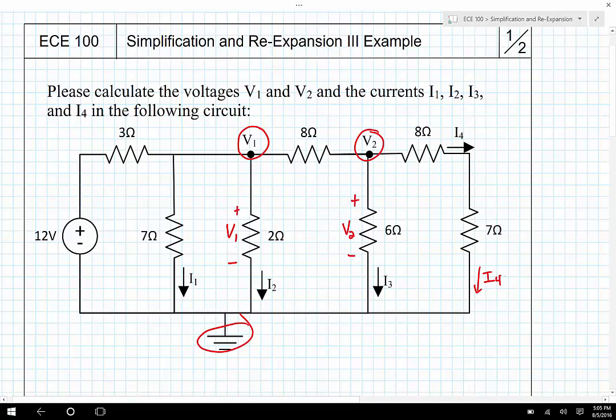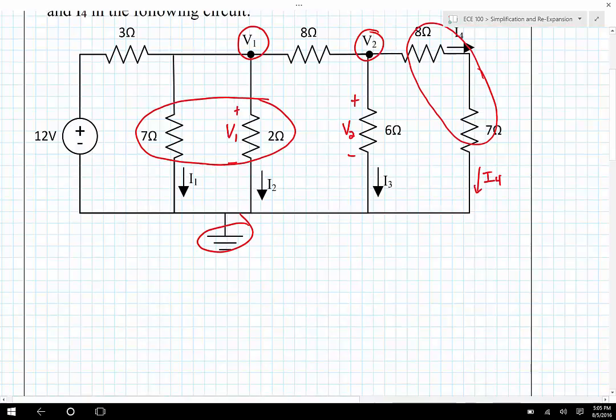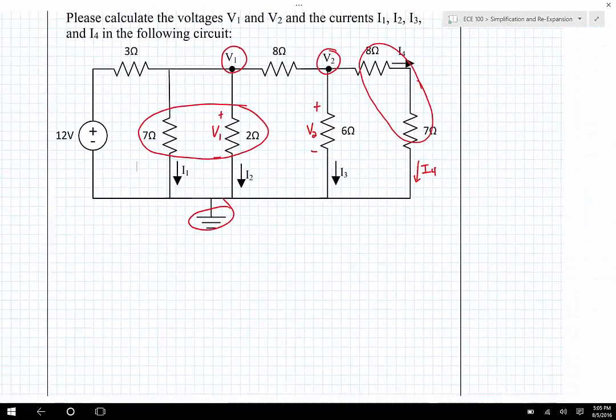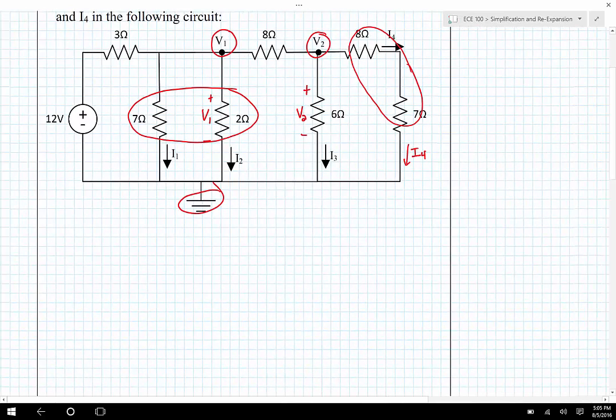Now, when I'm looking for things that I could combine in the original circuit, I can see that the 8 ohm and the 7 ohm resistors are in series with one another. And I can see that these two resistors, the 7 ohm and the 2 ohms, are in parallel with one another. So I'm going to redraw the circuit. I'm going to redraw it pretty big because we're going to have a lot of things to do with this circuit later.